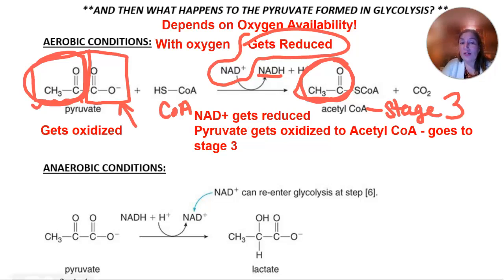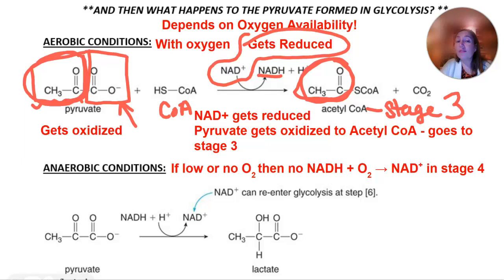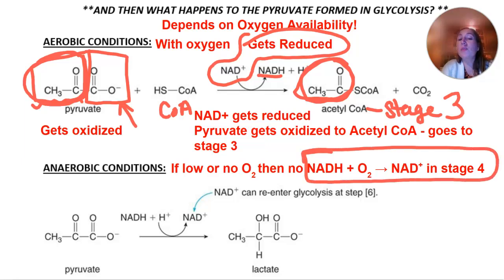What about anaerobic conditions? This is if there's low or no oxygen present. If there's low or no oxygen present, it's important to note that in electron transport, NADH, the reduced form, is supposed to react with oxygen to get oxidized to NAD+, in stage 4, in electron transport. So we already learned about electron transport. That's supposed to be happening in stage 4. But if you don't have any oxygen present, then you can't properly make NAD+.